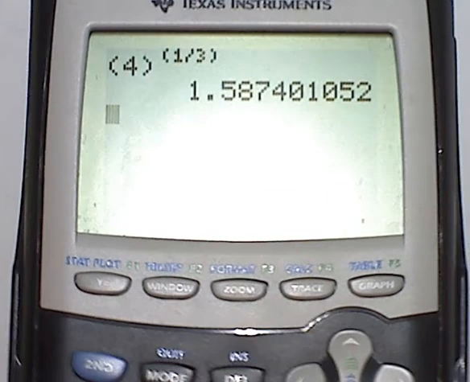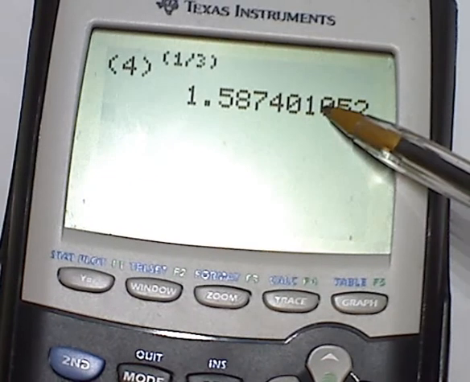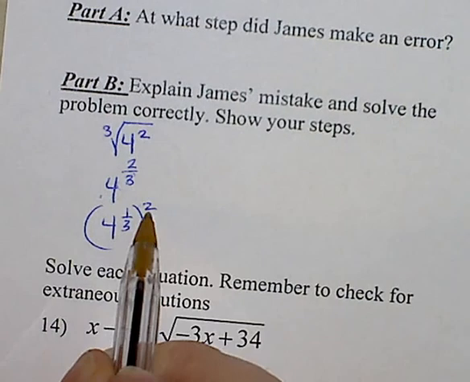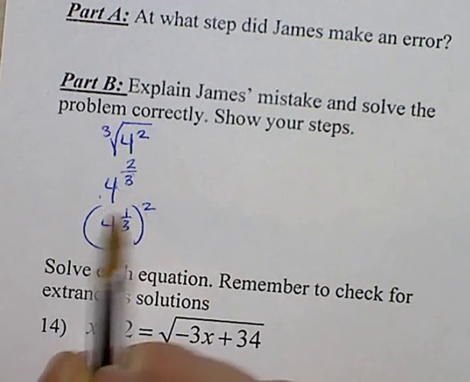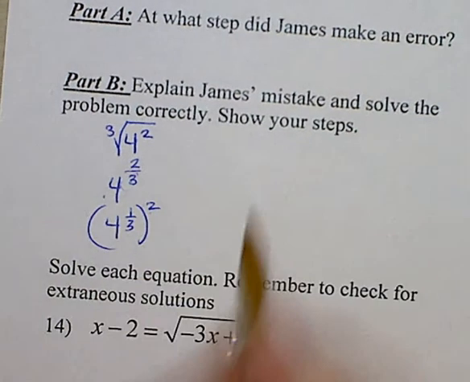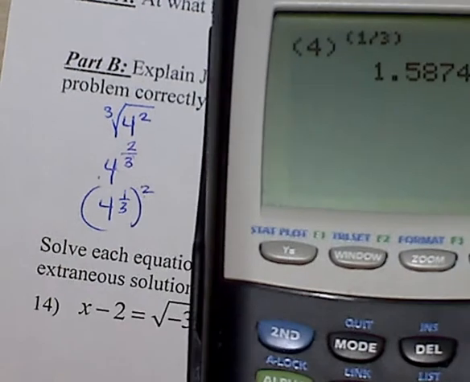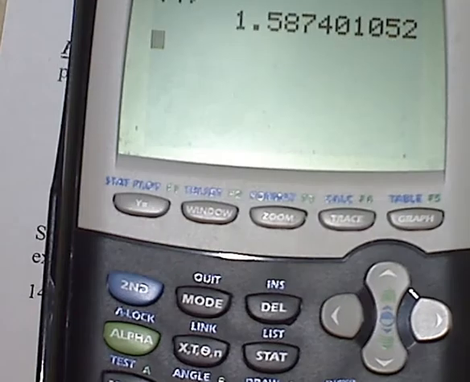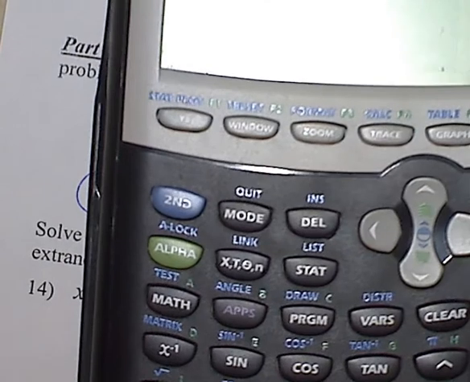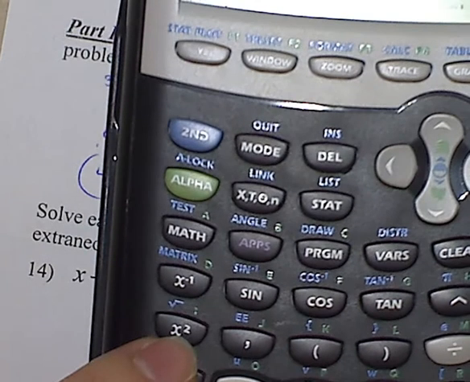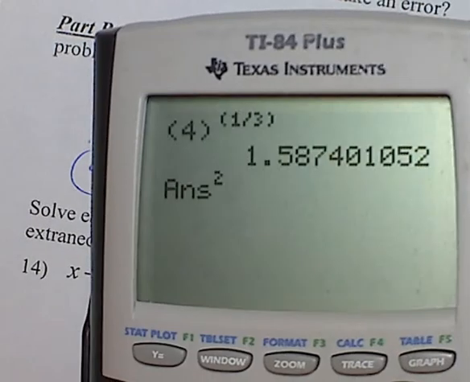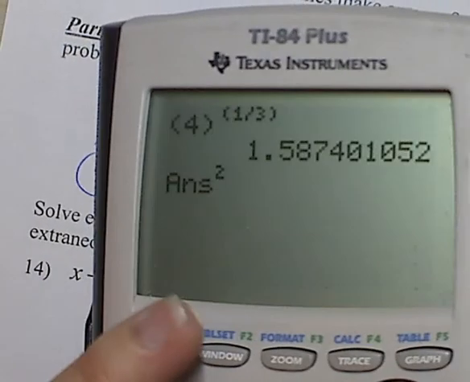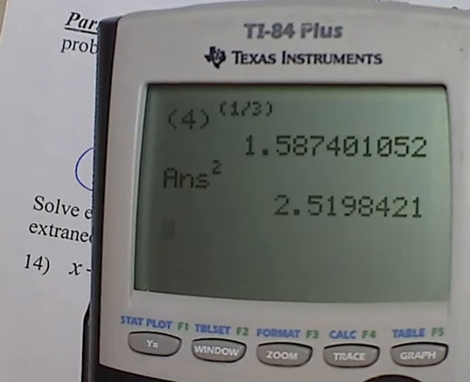And then after we have this answer, we still need to square it. So I'm going to take this value on our calculator and then we're going to square it. To square it, you're going to find the key, which is located on the left, right here. Hit squared, and it will say the previous answer squared. Press enter, and then we need to illustrate on our paper that we're rounding this.